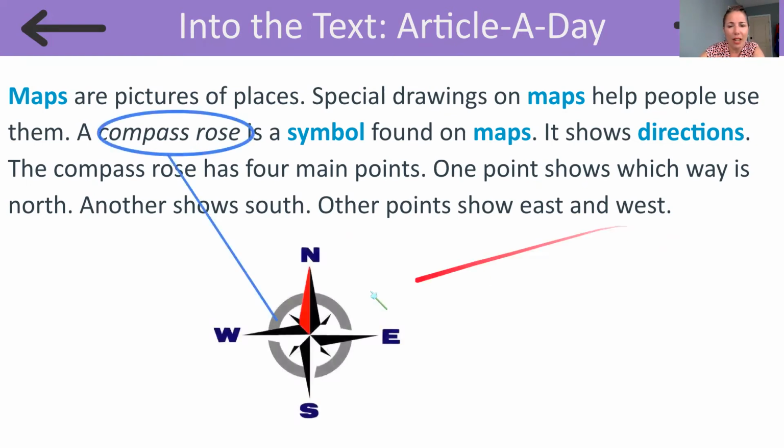So here is what a compass rose looks like. And we have north, which is opposite of south, and west, the W stands for west, which is opposite of E for east. So you may see something like this, a compass rose on a map.